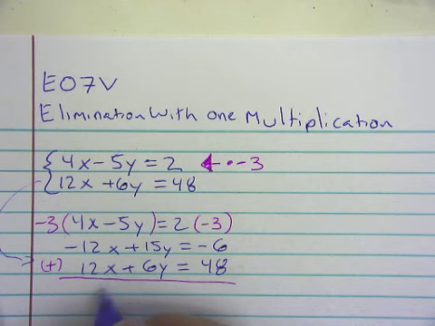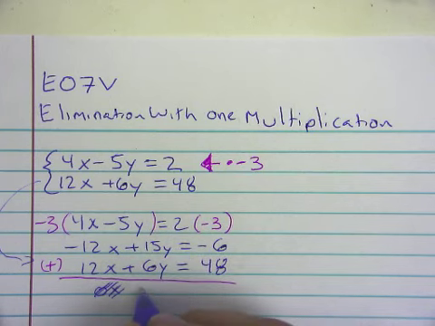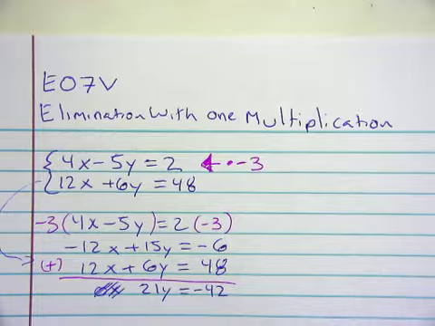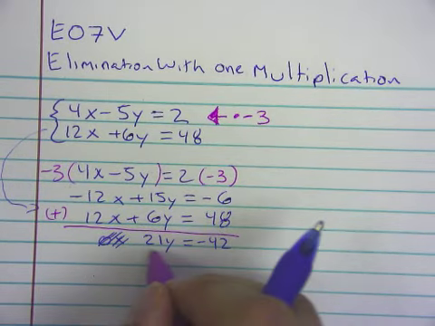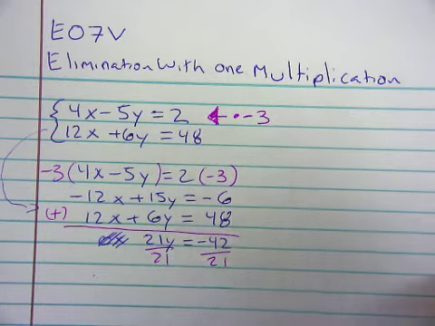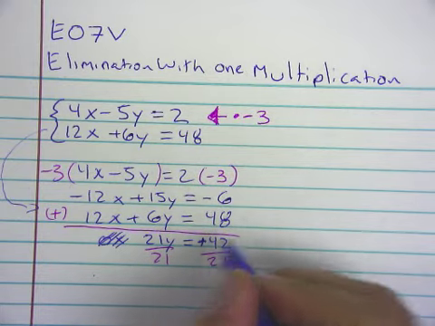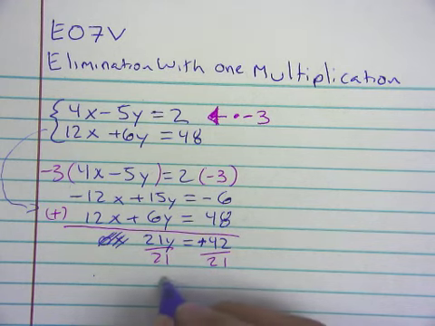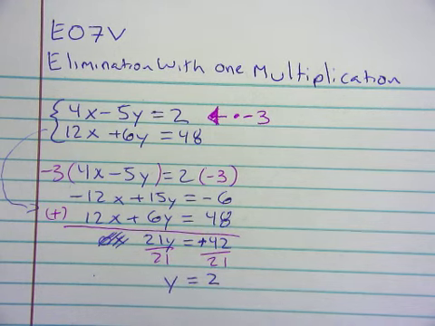Negative 12x plus 12x gives me 0 x's, so I can pretty much just ignore that term. 15y plus 6y gives me 21y. And negative 6 plus 48 is positive 42, because the 48's bigger. Now I can divide both sides by 21. To solve for y, 42 divided by 21 is going to be 2. So y is equal to 2.